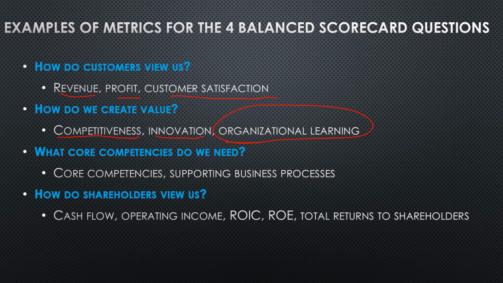And then, what core competencies do we need? This flips the core competency question on its head, and something I really like about this is that it doesn't ask what do we have, it asks what do we need, and that's a crucial question that's very often not addressed. And then finally, how do shareholders view us? This can be seen through cash flow, operating income, the various accounting metrics, and total returns to shareholders. In some cases, we might adjust this to stakeholders.